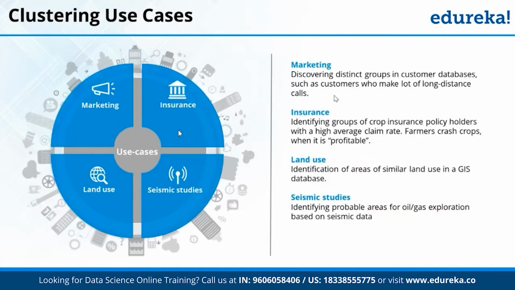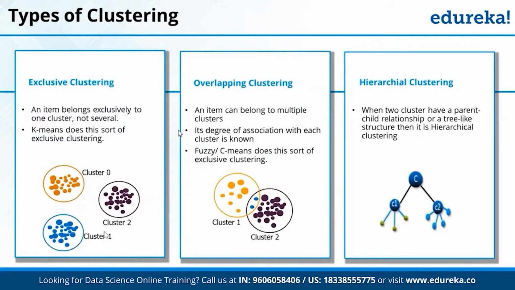Types of clustering, as we discussed. K-means is an exclusive cluster. We create clusters, and they will be separate altogether. I have cluster 0, cluster 1, cluster 2. It's altogether a separate cluster. There is no overlap between the customers. So an item belongs exclusively to one cluster, not several. K-means does this sort of exclusive clustering.